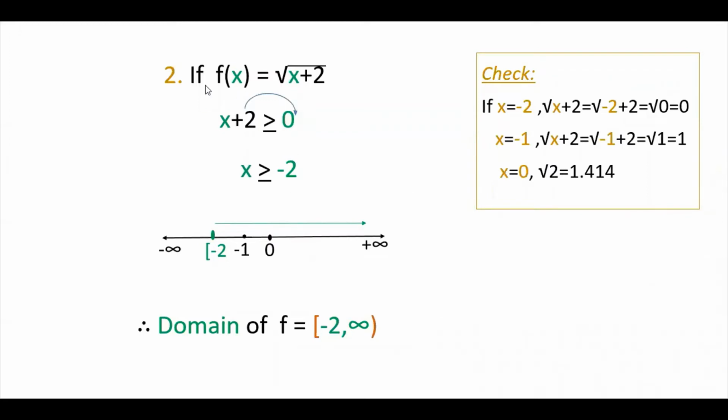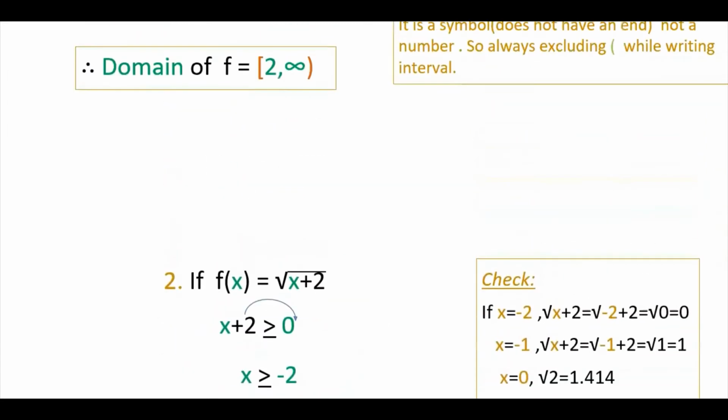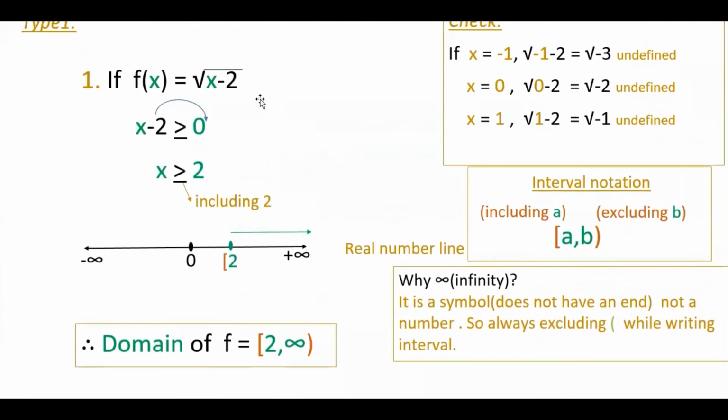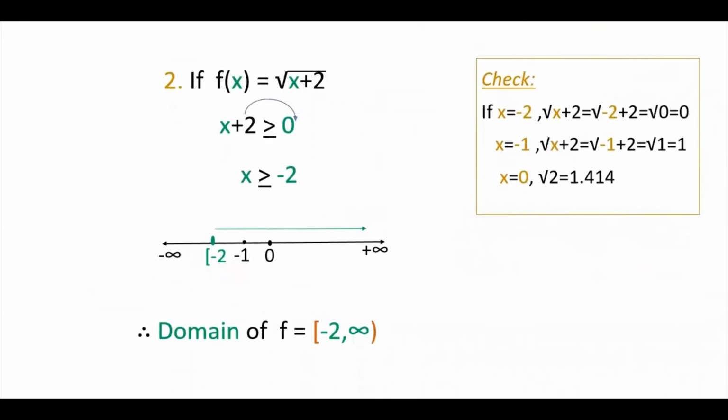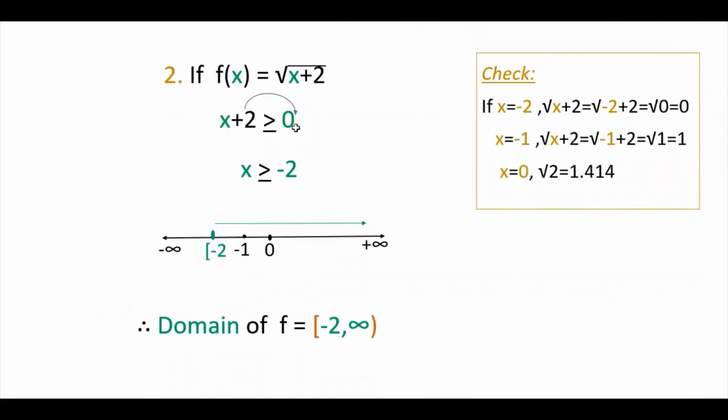This is the second one. If f of x is equal to square root of x plus 2, then find the domain of this function. See the difference between the previous one and this one. Here it is x minus 2, so x is greater than or equal to 2. And here x plus 2, so x plus 2 is greater than or equal to 0. Therefore, x is greater than or equal to minus 2.